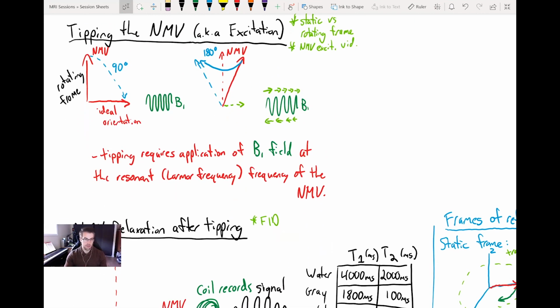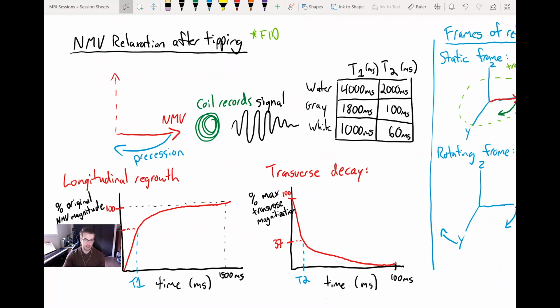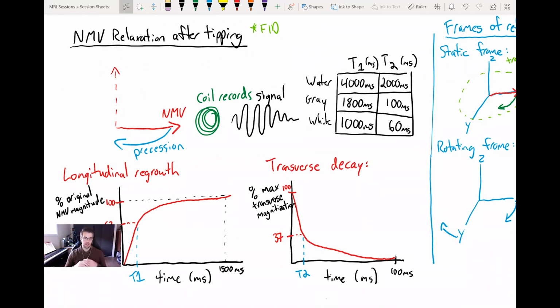We also spent some time discussing how if you want to tip the NMV, you need to be very strategic about it, because if you just apply a static field, it's not going to effectively tip the NMV. It's just going to make it wobble and then return back to straight up and down. So you need to apply the B1 field at the resonant frequency, or the Larmor frequency, of our hydrogen atoms, and that allows for very smooth tipping of the NMV from its vertical orientation into the transverse plane, as we saw with that animation.